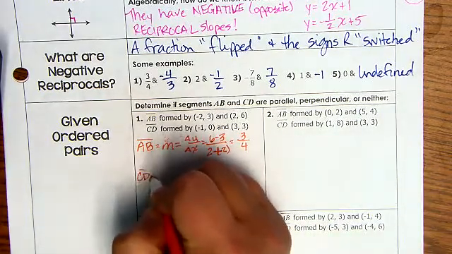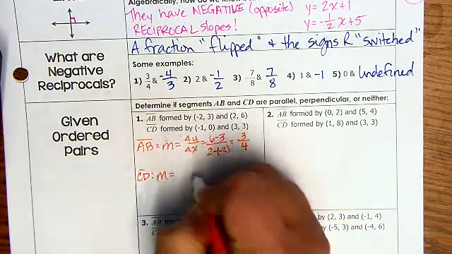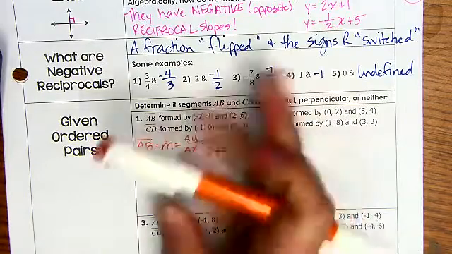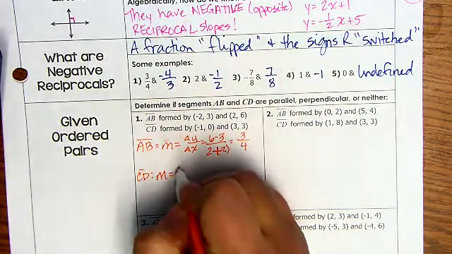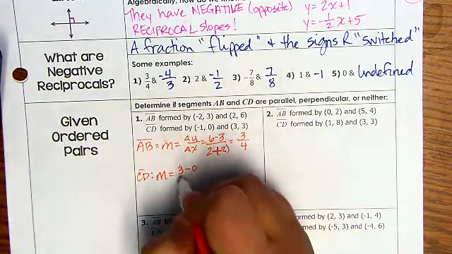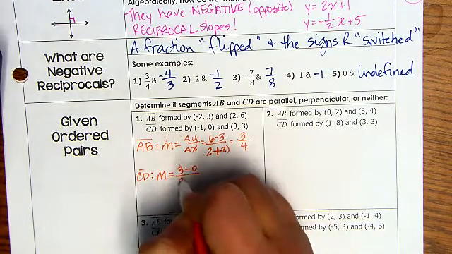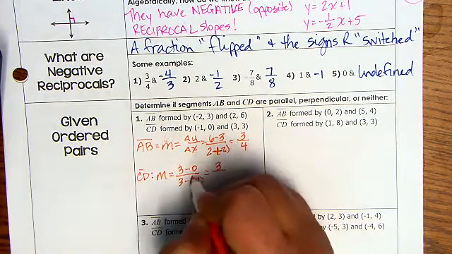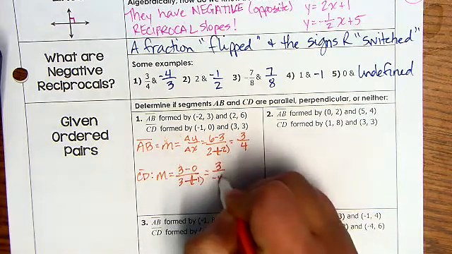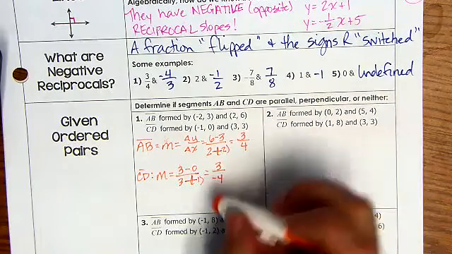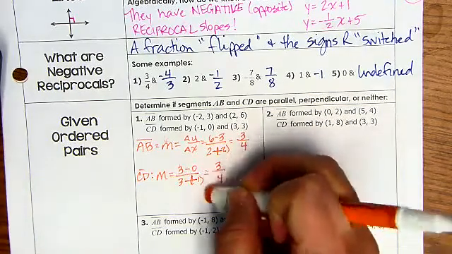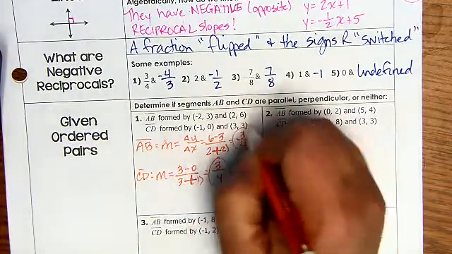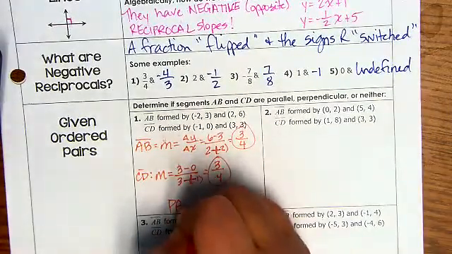CD, the slope is going to be, I'm not going to do change in Y over change in X for everything. We know how to find the slope. So I'm doing 3 minus 0 over 3 minus negative 1. That's going to give me 3 over, that's double negative, not negative 4 because that's a positive 4. So what do I notice? These are the same. So this is parallel.